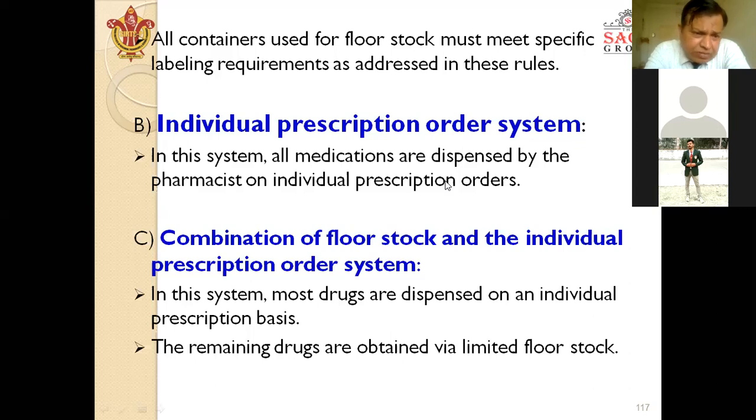That is distributed to the patient on individual basis on the behalf of prescription of physician or pharmacist. C is the combination of floor stock and individual prescription order. In this system, most of the drugs are dispensed on the individual prescription basis. The remaining drugs are obtained via limited floor stock.